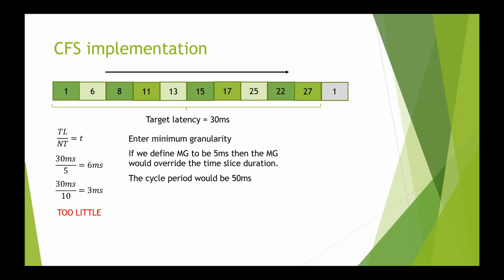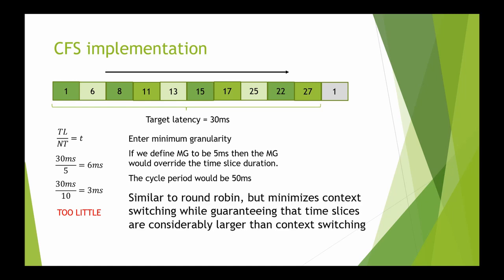What we need to note about the completely fair scheduler is that although it is similar to round robin, it tries to minimize the number of context switches by allocating a proportional amount of time to each task depending on the current situation. It also guarantees that the time slices are going to be considerably larger than context switching.